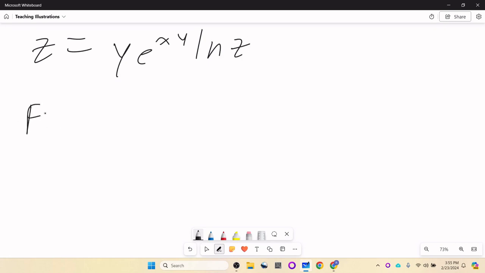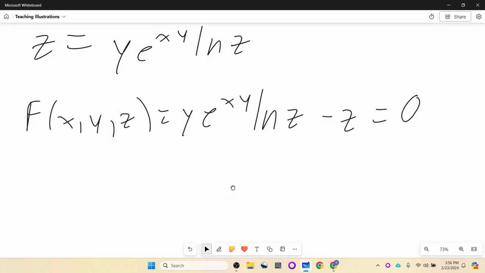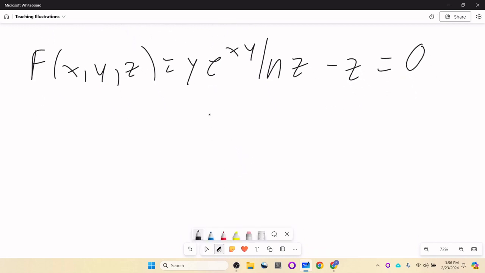All right. So we will take the function we were given, z equals y e to the xy ln z, and we'll rewrite it as f of x, y, z equals y e to the xy ln z minus z equals 0. So if you want to use this implicit form, you've got to write it like that, as set equal to 0. I mean, maybe there are other ways to do it. There probably are, but this is the safest way, the way it doesn't cause problems.